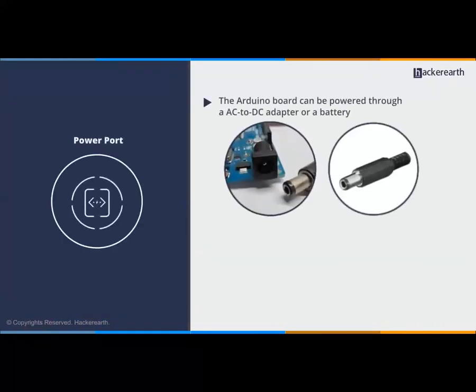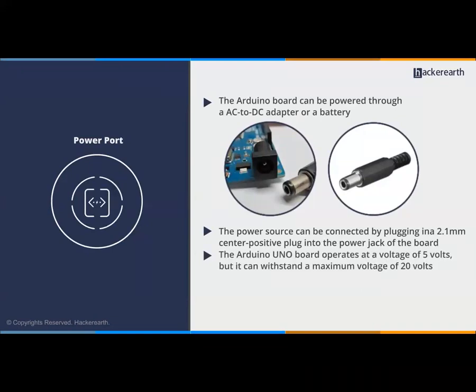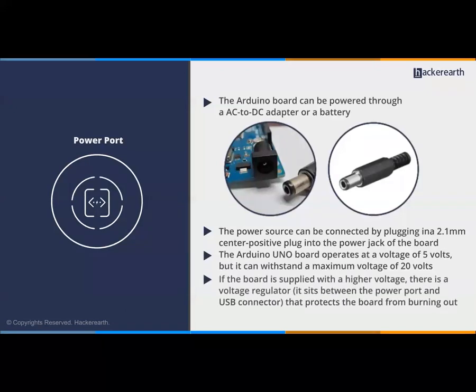The next component is the power port. The Arduino board can be powered through an AC to DC adapter or a battery. The power source can be connected by plugging in a 2.1mm center positive plug into the power jack of the board. The Arduino Uno board operates at a voltage of 5 volts, but it can withstand a maximum voltage of 20 volts. If the board is supplied with a higher voltage, there is a voltage regulator. It sits between the power port and the USB connector that protects the board from burning out.